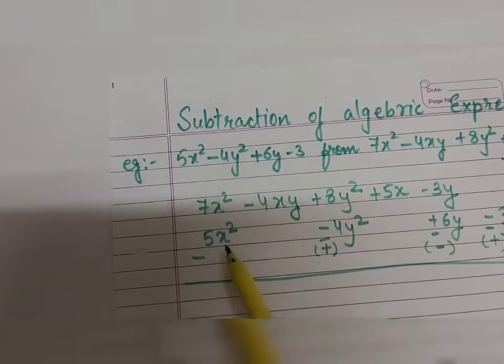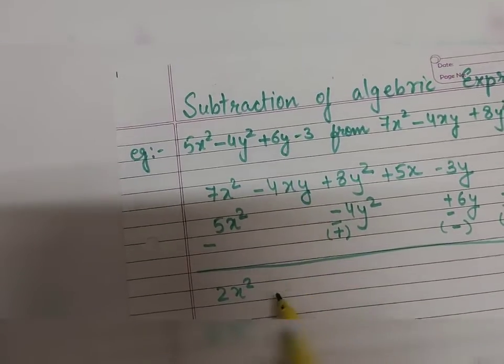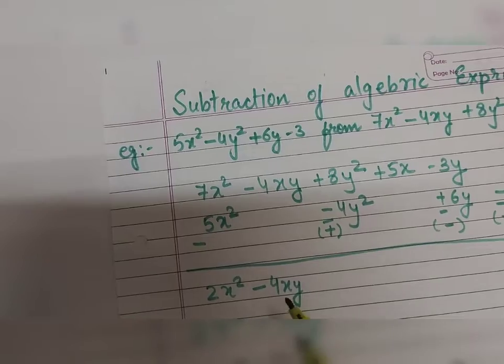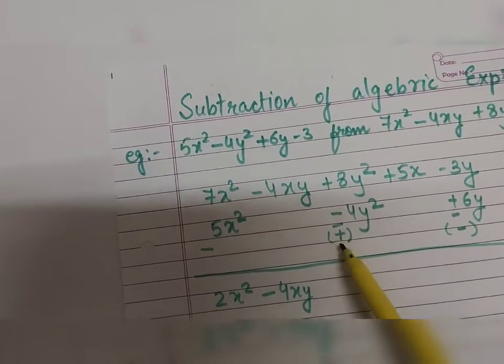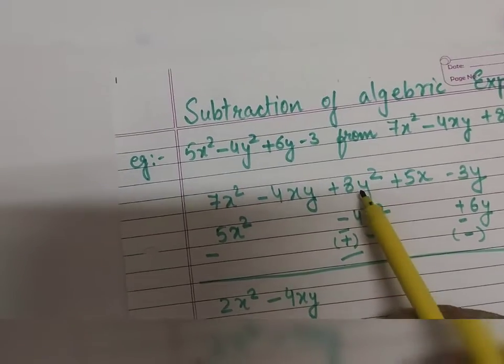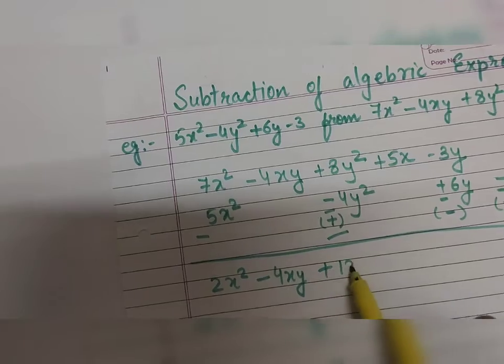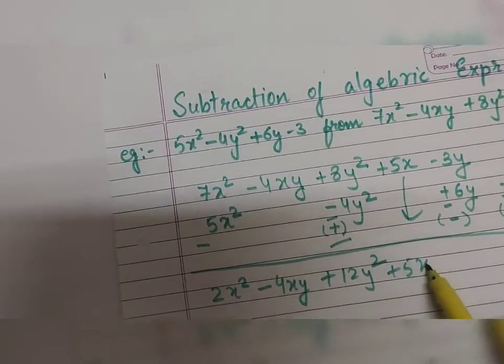7x square minus 5x square will give you 2x square. Nothing has to be done for the subtraction and addition, so we will write it as it is. 8y square, and after the minus minus sign this will become a plus sign, so we have to add 8y square to 4y square, which will give you 12y square. We will write 5x as it is.